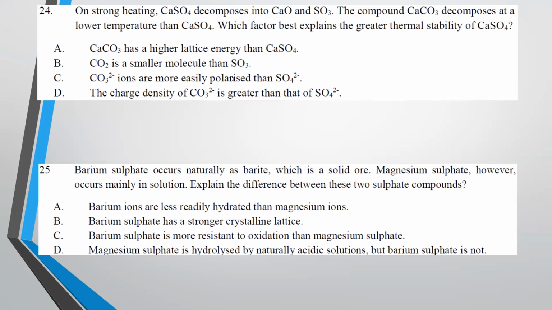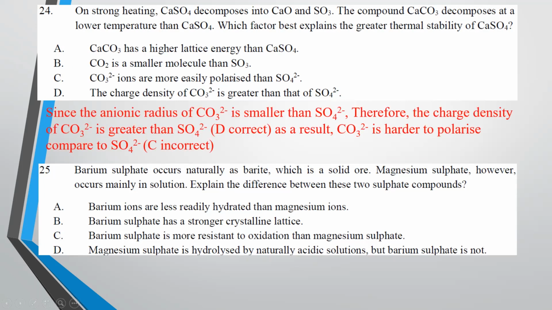So we are going to say that calcium carbonate has a higher lattice energy than calcium sulfate, which is correct, because carbonate has a smaller ionic radius compared to sulfate. So that is why calcium carbonate has a higher lattice energy. B: CO2 is a smaller molecule than SO3, which is correct because CO2 only has 3 atoms, while SO3 has 4 atoms.